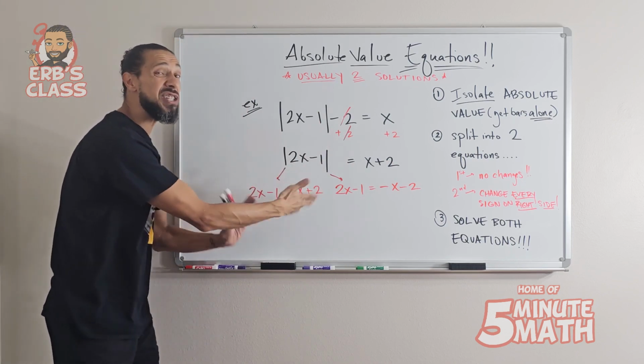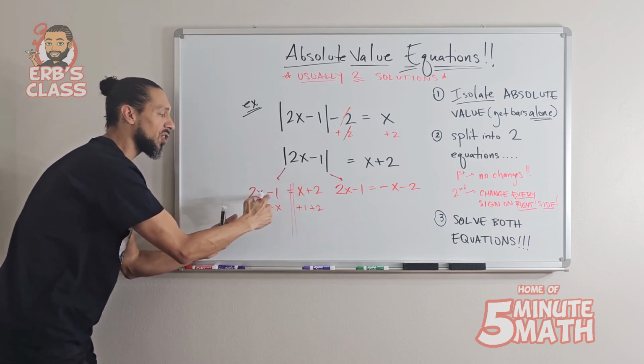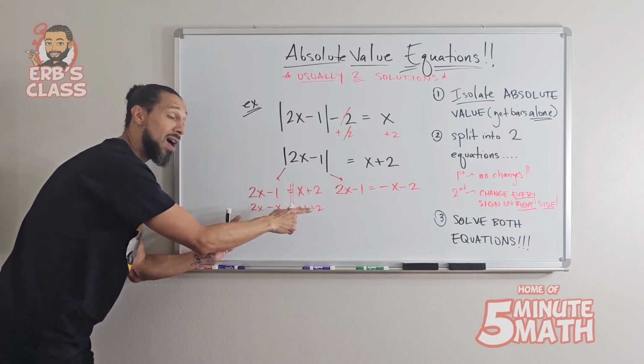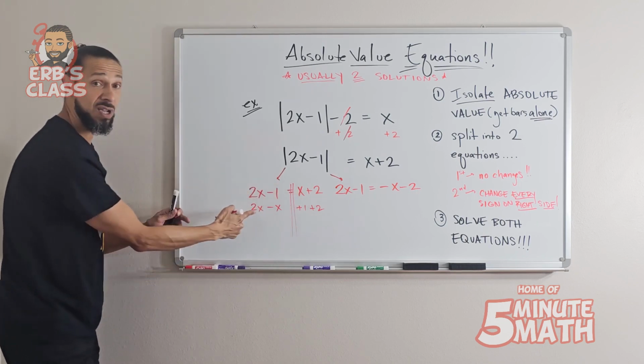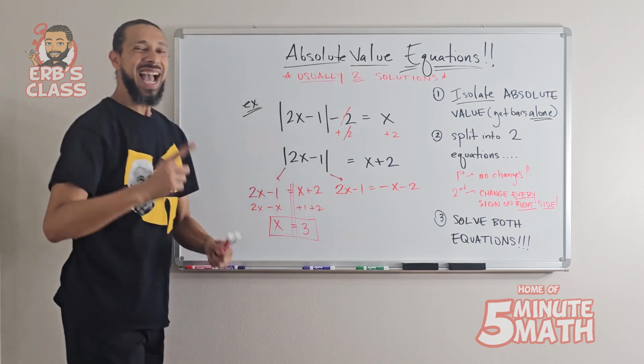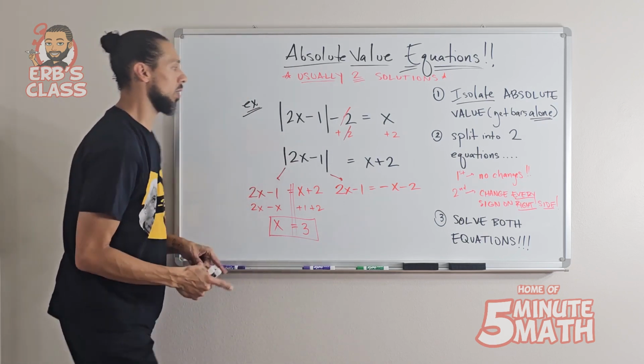Let me do some rearranging here. I brought this x over here as a negative, and I took that 1 over there as positive. Remember, we can add 1 to both sides. You remember our solving strategies. And here we go. Good! X equals 3. Now, plug this in and let's make sure it works.